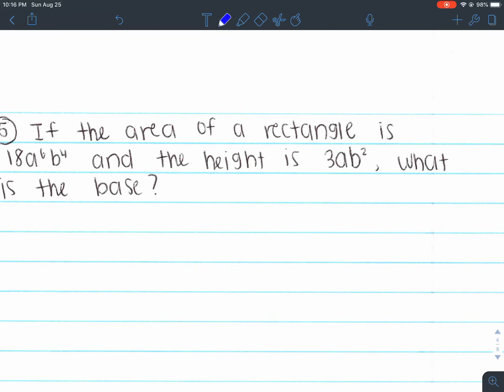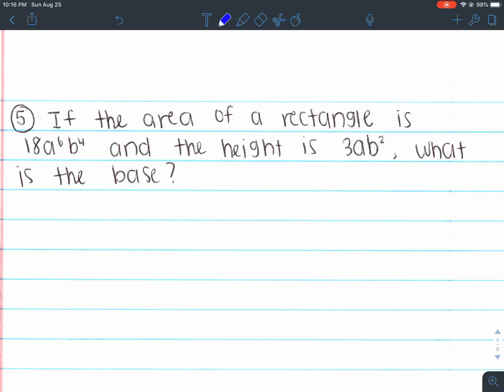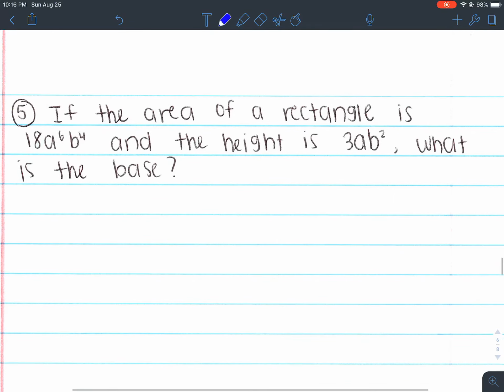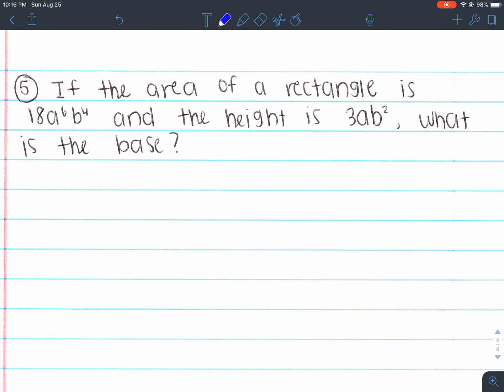Lastly, number 5: if the area of a rectangle is 18a to the 6, b to the 4th, and the height is 3ab squared, what is the base? So it's giving us the area of the rectangle. And I know that the formula for area of a rectangle is area equals length times width, or base times height. In this problem it uses base times height, so I'm going to go ahead and do base times height.